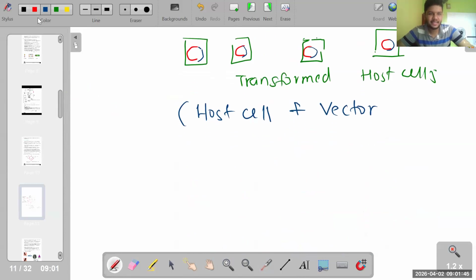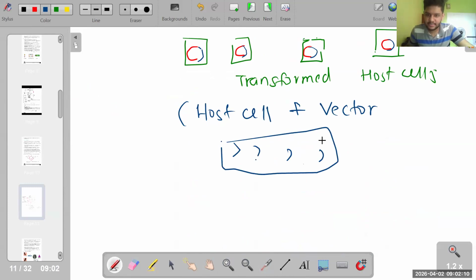Now what they are saying is, when we take these transformed cells separately, and screen and culture them separately and sequence that DNA, this is the idea. If we take each cell's DNA separately and combine it, they are saying this is called a genome. Can you agree with that?